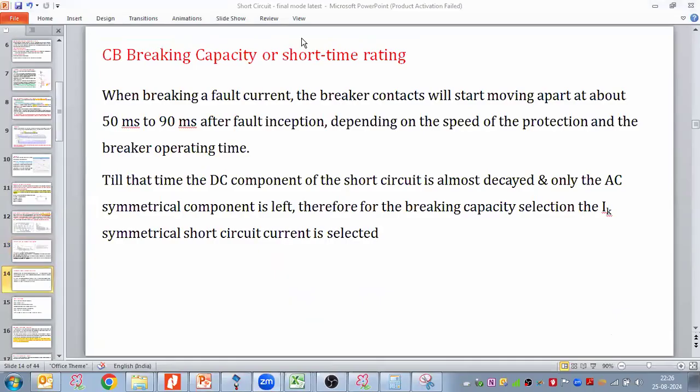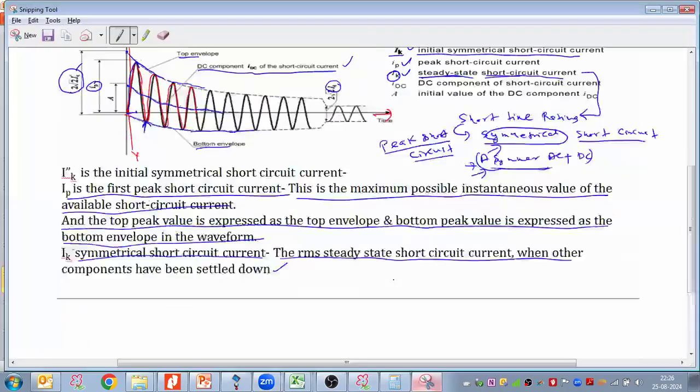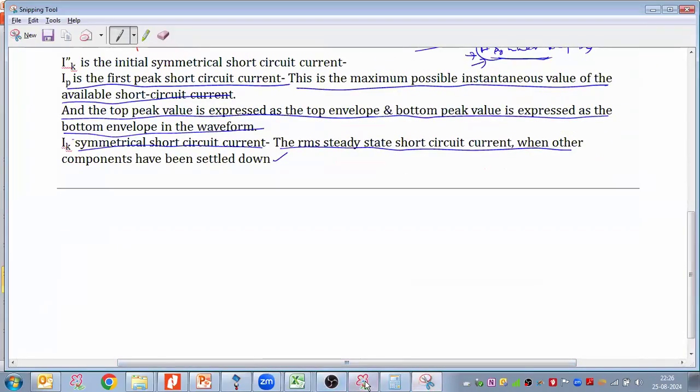For CB breaking capacity or short time rating, when we talk about the breaker short time rating, which rating are we going to take? When breaking a fault current, the breaker contacts start moving apart or separating at about 50 to 90 milliseconds, anywhere in this range, right? This is the breaking time we take for the circuit breaker after fault inception. So when the fault occurs, your breaker is not going to isolate the circuit immediately.